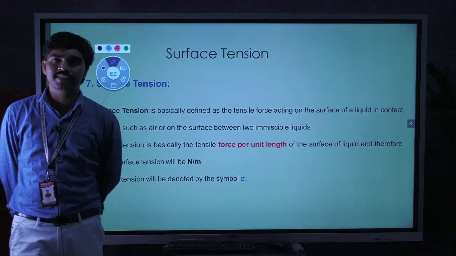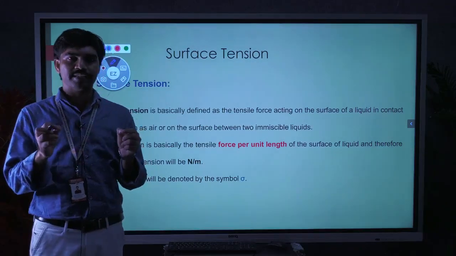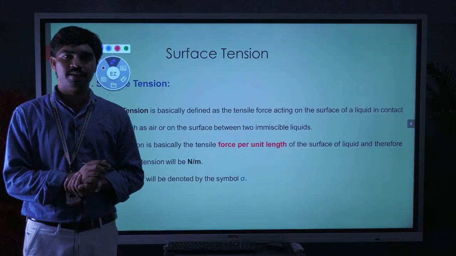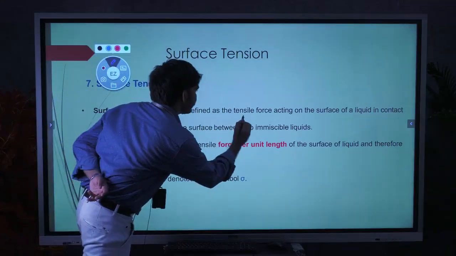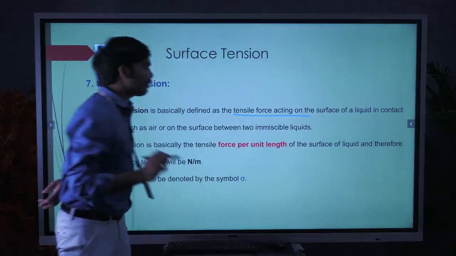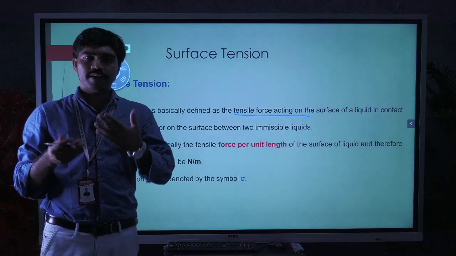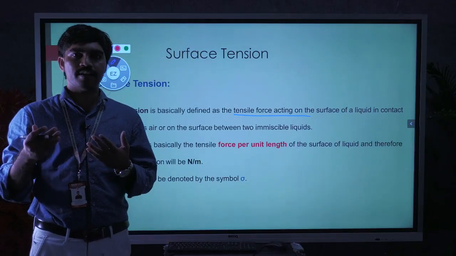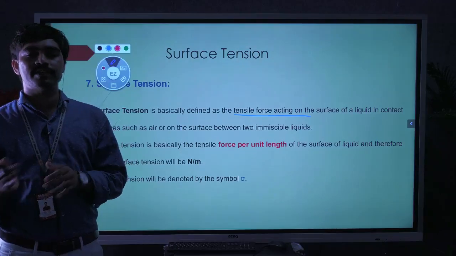So what is surface tension? Surface tension is a tensile force acting on a fluid per unit surface area. It is defined as the tensile force acting on the surface of a liquid when it is in contact with a gas or air, and also when two immiscible liquids are in contact.